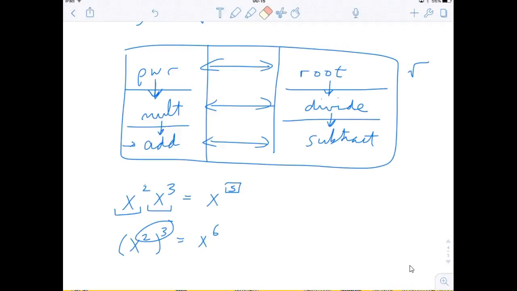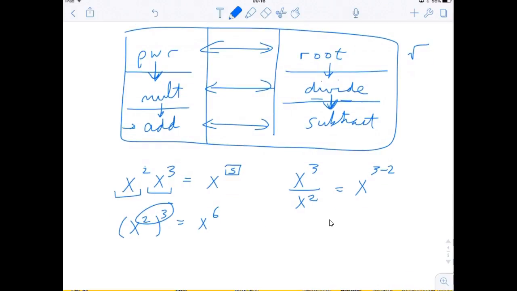Okay? What if I had two exponents and I was dividing them like that? How would I reduce that into a single exponent? Well, since I'm dividing, then I would go down to the next level, which is I would subtract the exponent. So it would be 3 minus 2. Okay? Last of all, what if I was multiplying the exponent times a root? Okay, how do I do that? Okay, so a root, if I go down one level, it's division. So I would divide the exponent. So I would say x to the 3 halves.